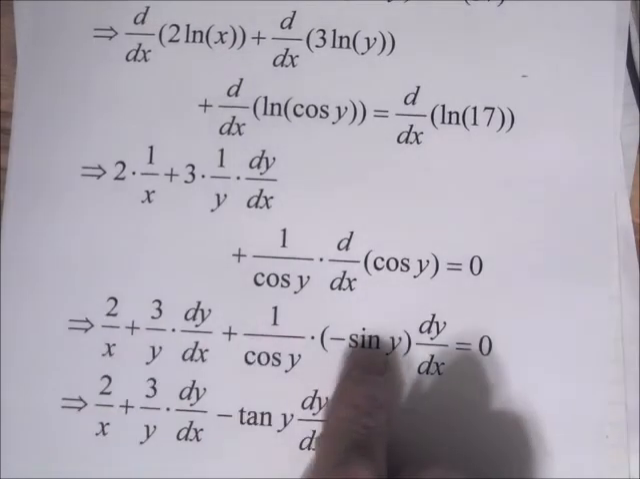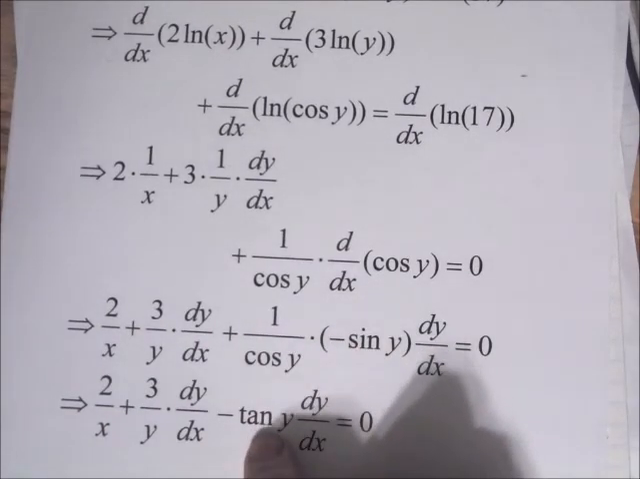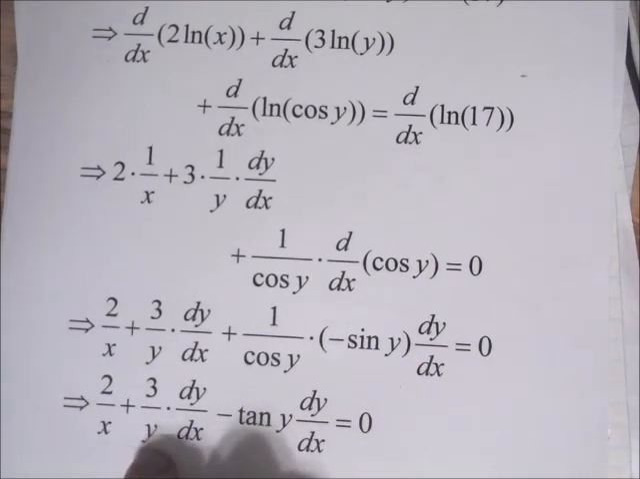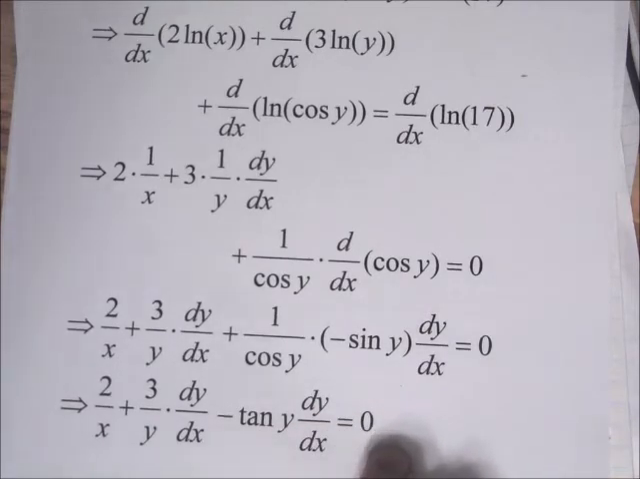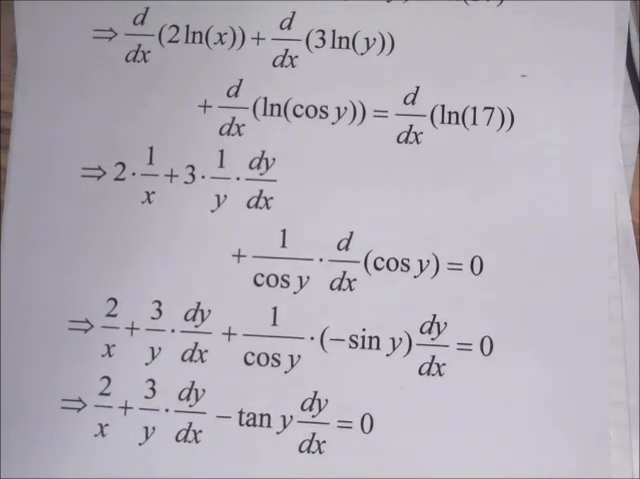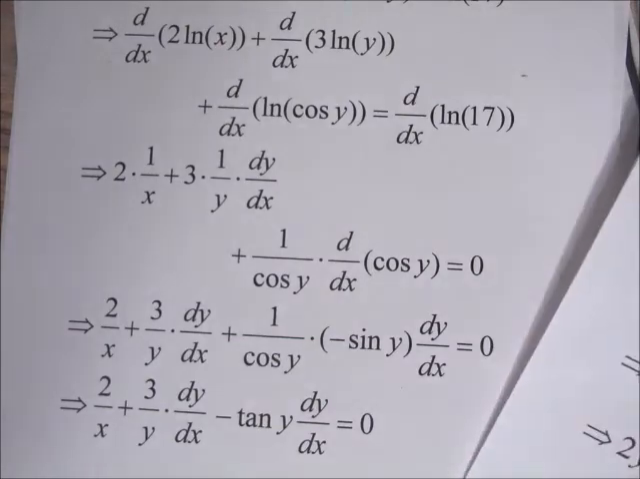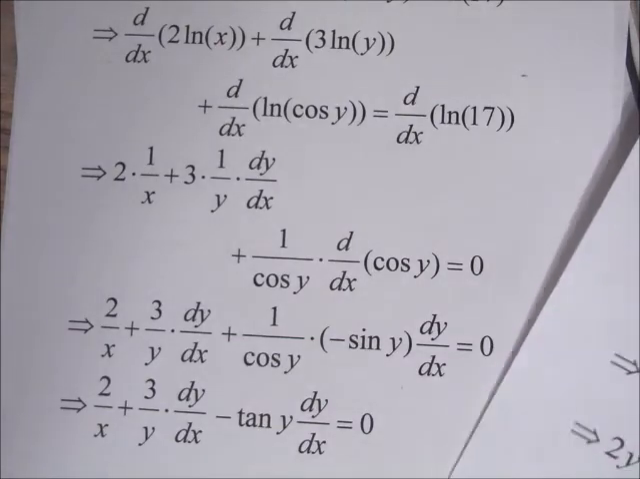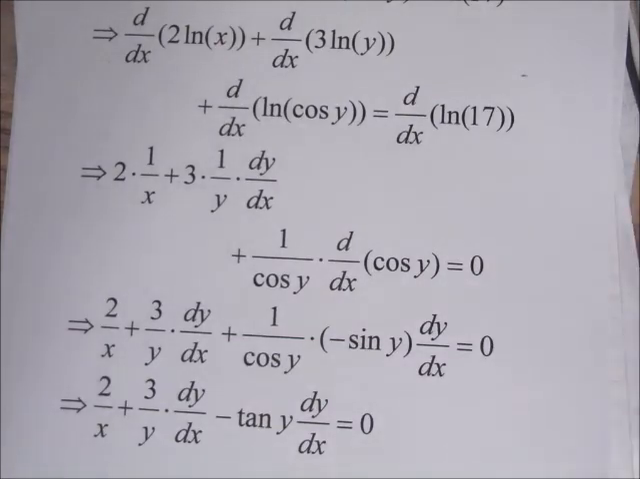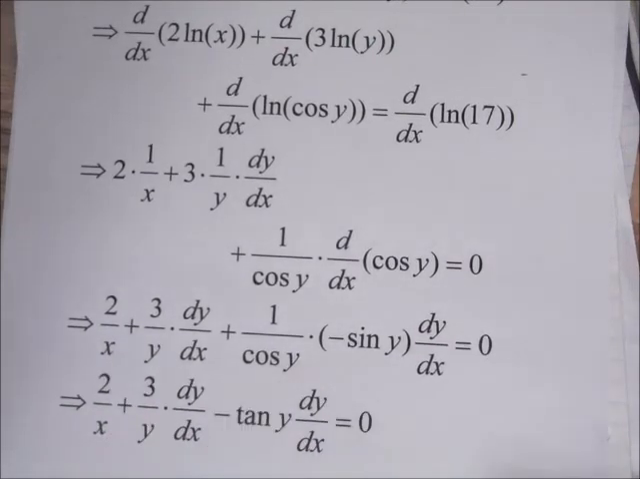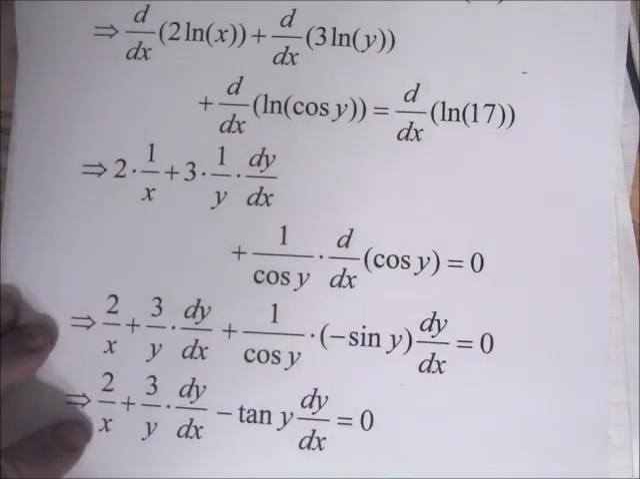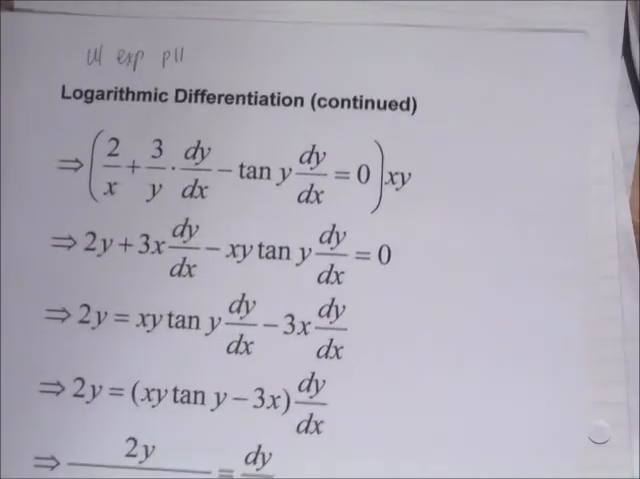Sine divided by cosine is a tangent, so we have 2 over x plus 3 over y dy/dx minus tangent y dy/dx equals 0. We can get rid of the fractions. We have a couple of fractions here. If we multiply everything by xy, that will get rid of the fractions.